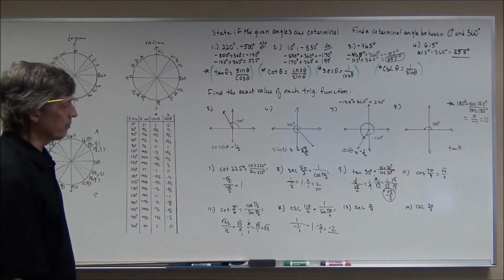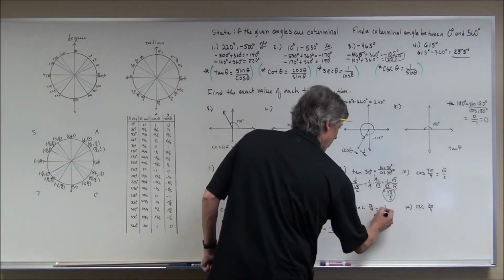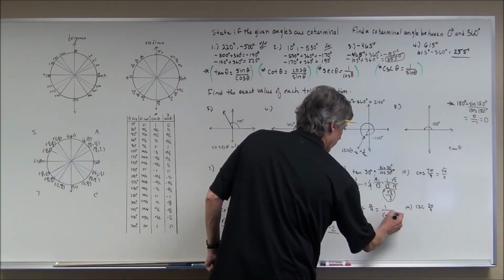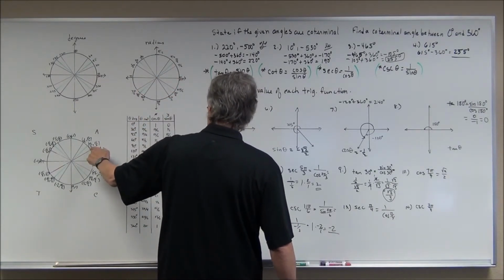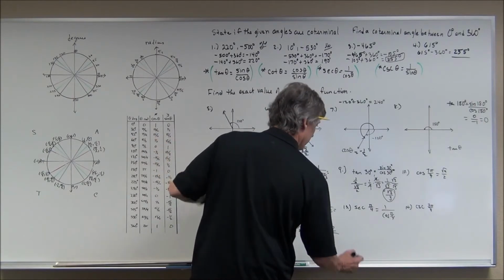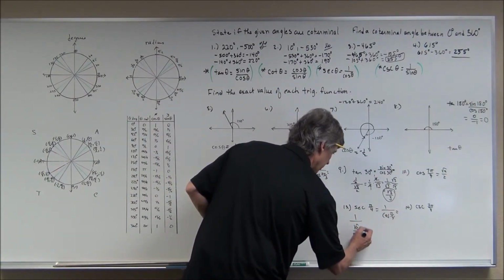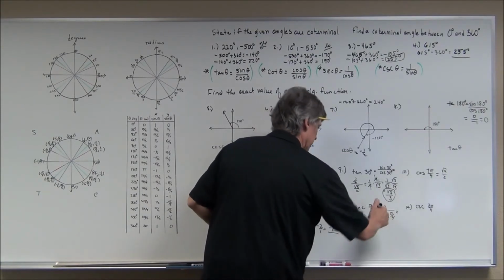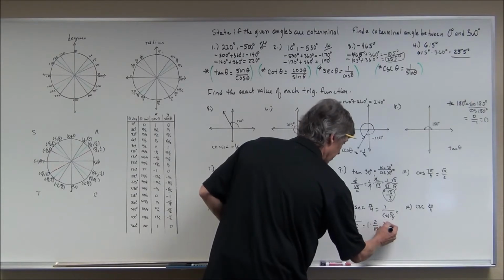The secant of pi over 4. The secant of pi over 4 is 1 over the cosine of pi over 4. So what's the cosine of pi over 4 in green? The cosine is square root 2 over 2. Pi over 4, square root 2 over 2 for the cosine. So this is 1 over the square root 2 over 2, which is 1 times the reciprocal, which is 2 over the square root of 2.